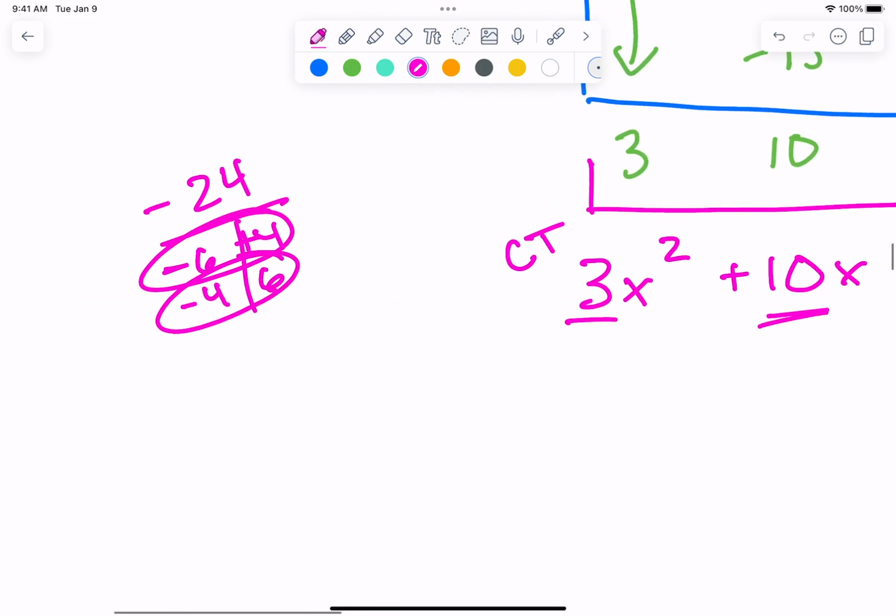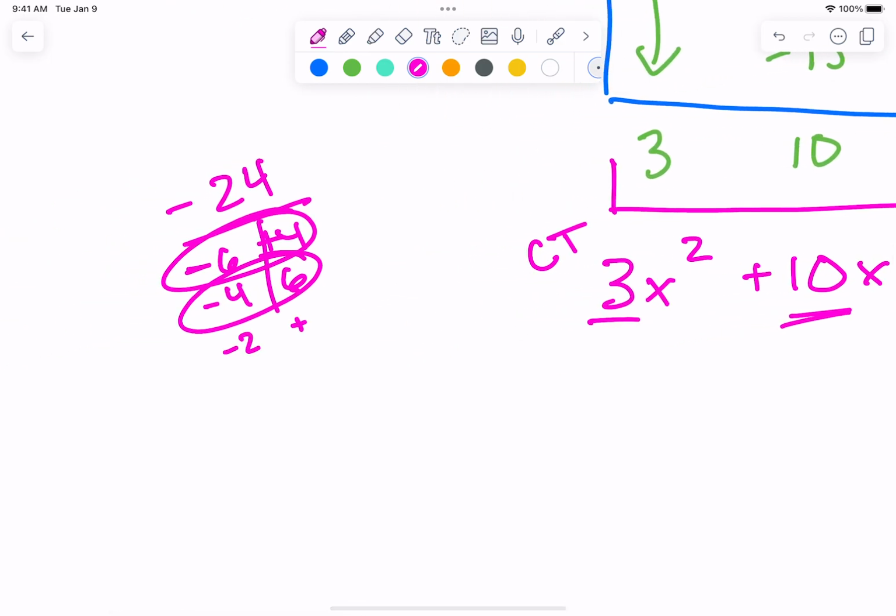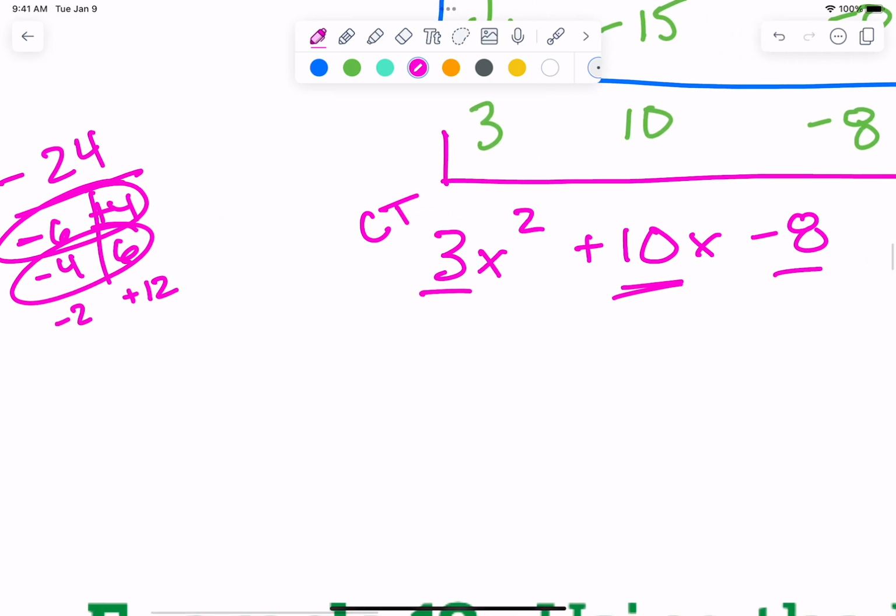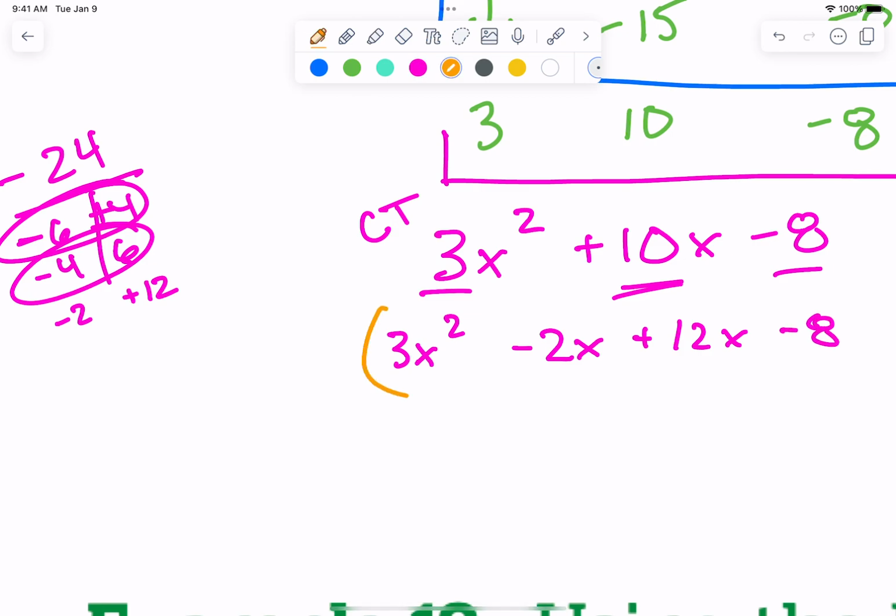What is it instead? Negative 2, positive 12, right? That combination is going to give me 10. So be careful, okay? So this is 3x squared minus 2x plus 12x minus 8. Now we can do the grouping thing.